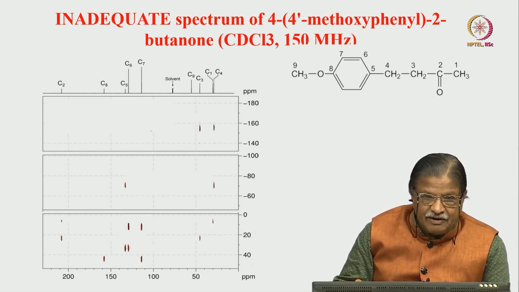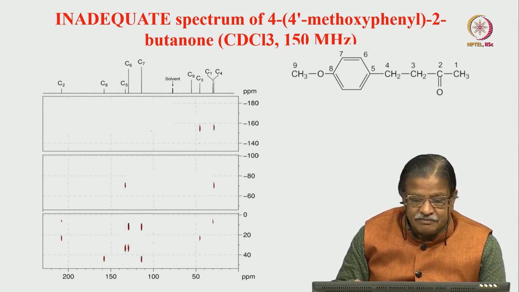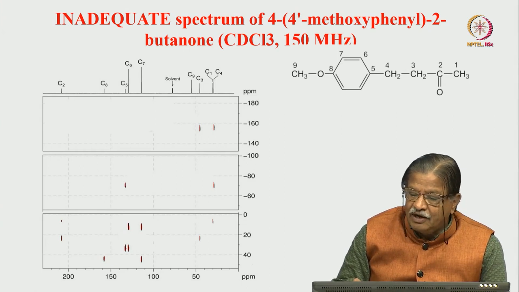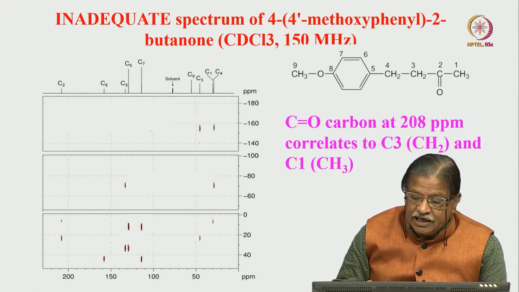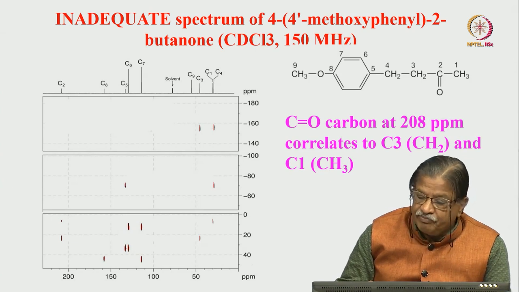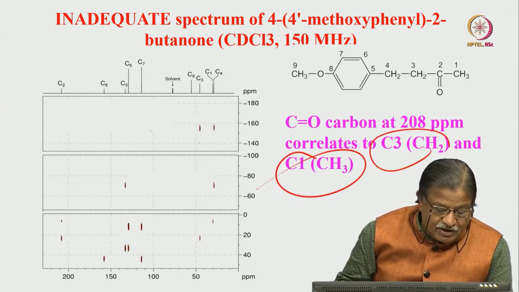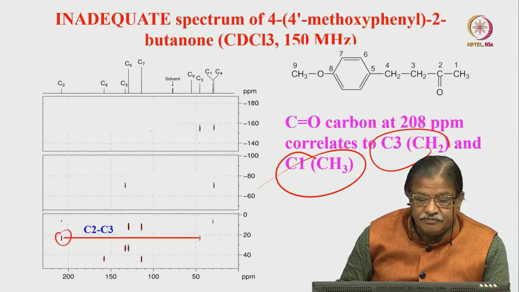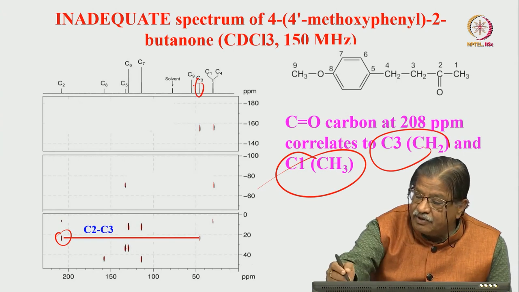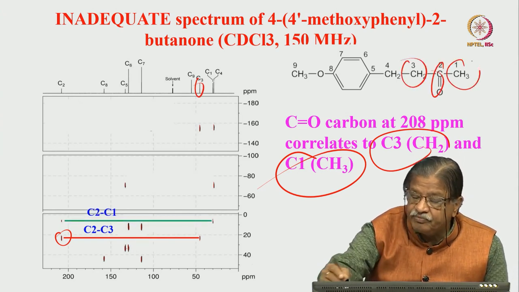Fine. Now we will start the assignment. How do you make the assignment? First of all, we should know confidently one peak that we are sure of. C double bond O is at 208, correlating to C3 and C1. Where is 208? It is here. See, it is correlating to the C3 carbon, correct? This one, C3, and it also correlates to C2.